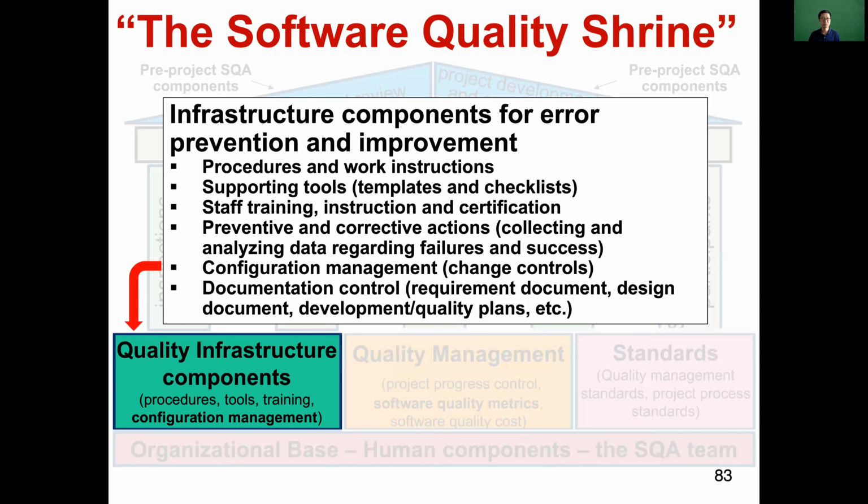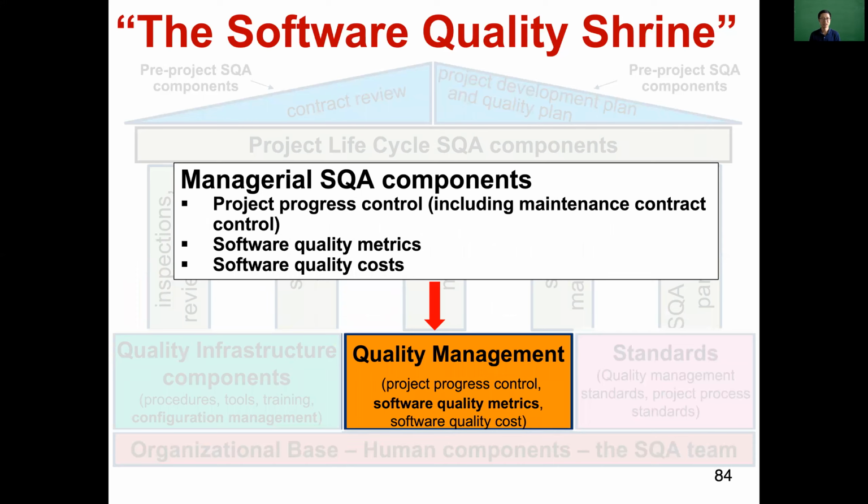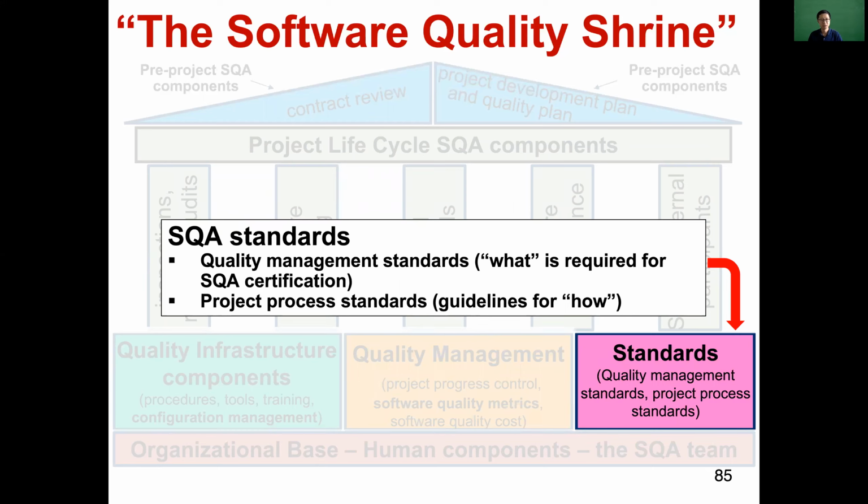The next component is quality management. This component is concerned with how we manage the progress, the quality, and the quality cost of a software project. The next part is software standards, including quality management standards and project process standards. Quality management standards are what is required for a software organization to get certification. Project process standards are guidelines a software project should follow to develop high quality software. Okay, this is about the standards.